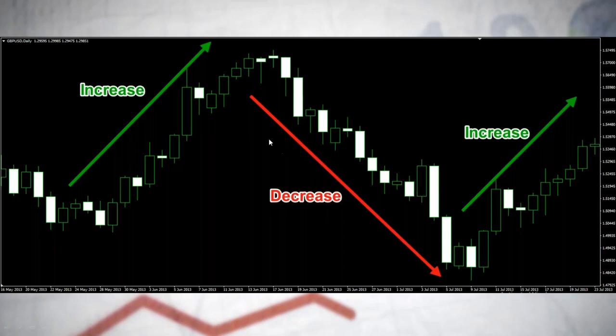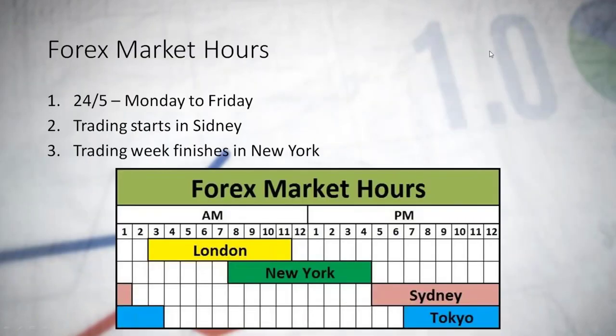And now let me switch to the Forex market hours, because like every market, the Forex market opens at some point and closes at some other time. And now I will show you when this happens. So the most important thing you should know is that the Forex market is open 24 hours a day, 5 days a week, from Monday to Friday. The trading in each trading week starts with the beginning of the workday in Sydney, and the Forex trading week finishes with the end of the workday in New York, or in America in general.